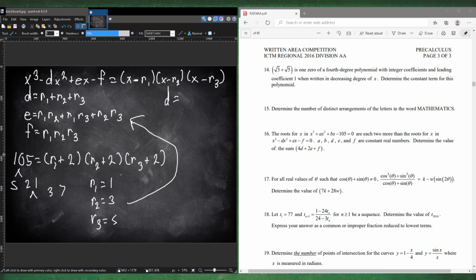Our d is the sum of the roots, so 1 plus 3 plus 5, which is equal to 9. Our e is the sum of the pairwise products, so 3 plus our 5, which is 8, plus our 15, which is 23. And f is the product, which is 1 times 3 times 5, which is equal to 15. Now 4d is 36, 2e is 46, and then f is 15.